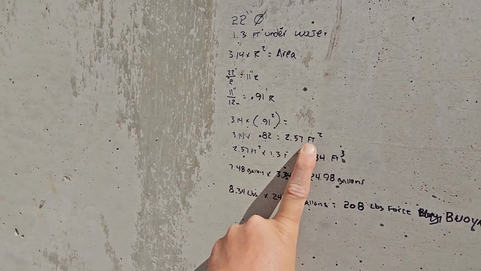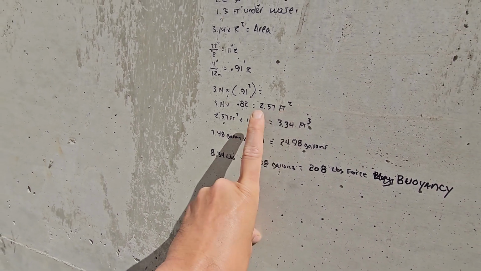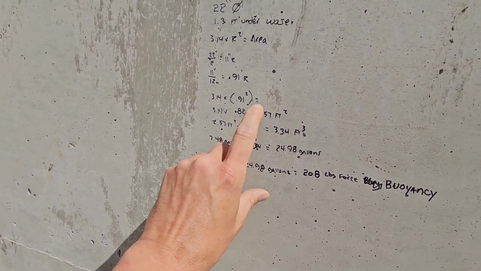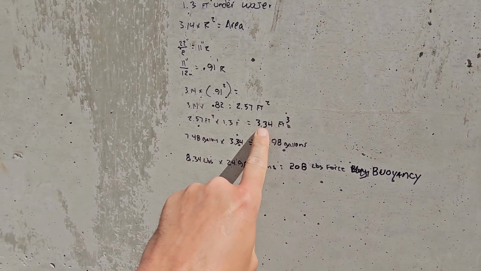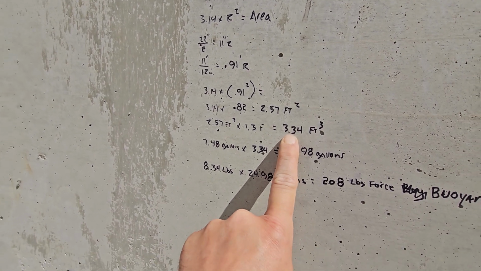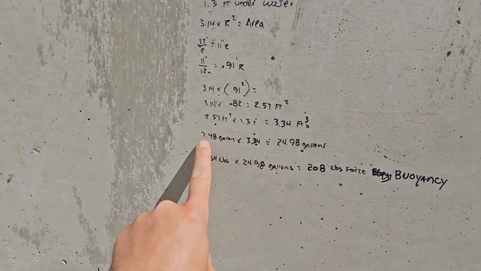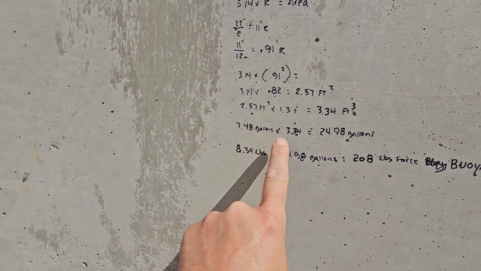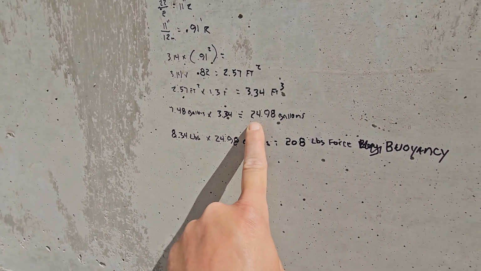And to find volume, you take the area of the circle and you times it by the height. So here's the area of the circle, 2.57 square feet, times that 1.3 feet of height that's under the water. So I have 3.34 cubic feet of volume that's always going to be underwater. And we know that there's 7.48 gallons in 1 cubic foot, okay? And we have 3.34 cubic feet. So 7.48 gallons times 3.34 cubic feet equals 24.98 gallons.